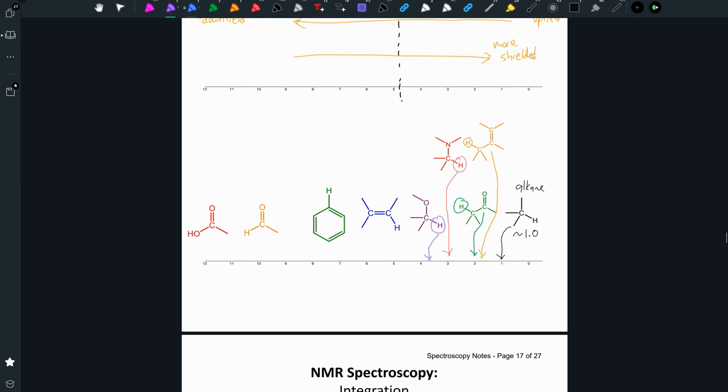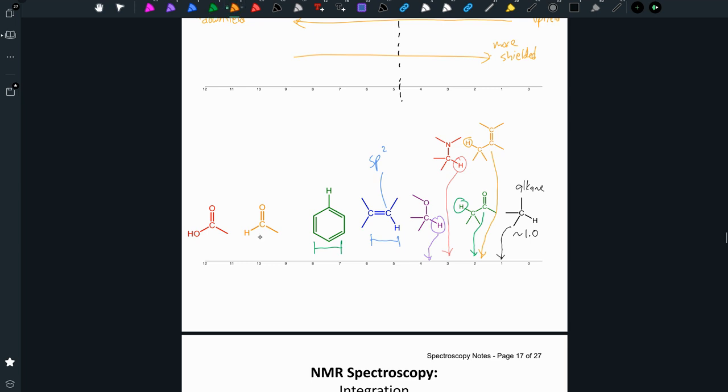When I have an alkene hydrogen, usually those are going to show up in the 5 to 6 range. Notice this hydrogen is now bonded to an sp2 hybridized carbon, right? The others are sp3 hybridized. When I have a hydrogen that's on a benzene ring, that's usually going to show up in the 7 to 8 range.